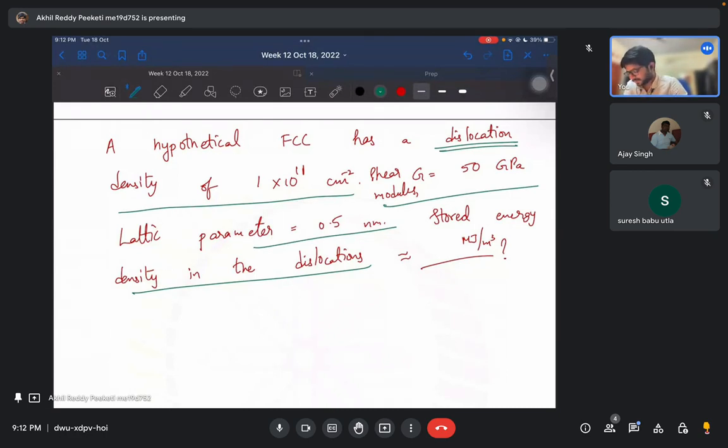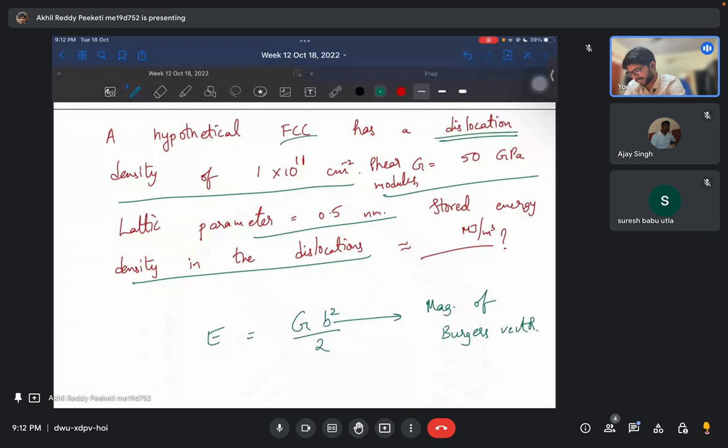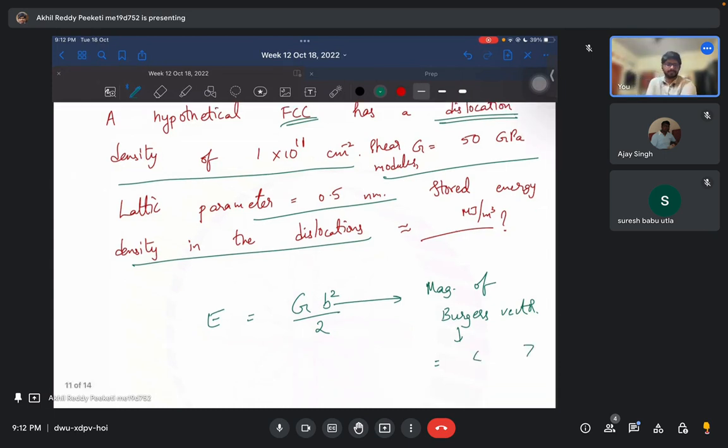Okay, so I'll tell you. The total energy you can write in this case, due to that dislocation, as G B square by 2, where B is the magnitude of the Burgers vector. So here we are given FCC. So what would be this Burgers vector in terms of lattice parameter? Anyone?